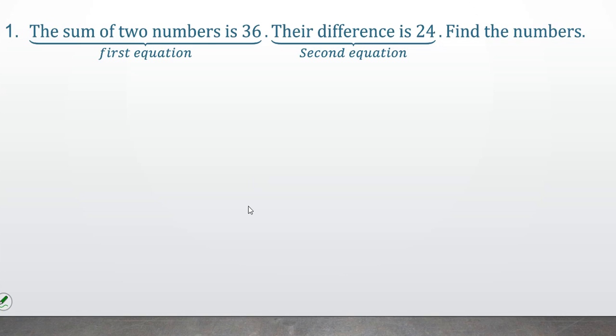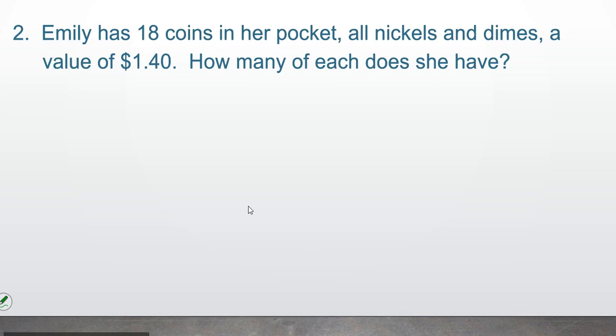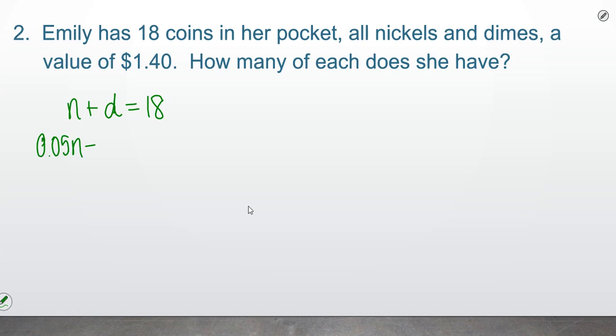So let's take a look at number 2. In number 2, Emily has 18 coins in her pocket, all nickels and dimes, a value of $1.40. How many of each does she have? So we know she has nickels and dimes. So I'm going to use N and D, a total of 18 coins. And we know the value is 140. So now we got to apply the value. So 0.05 N plus 0.10 D equals $1.40.